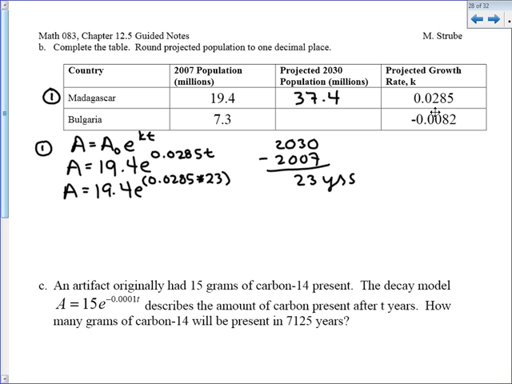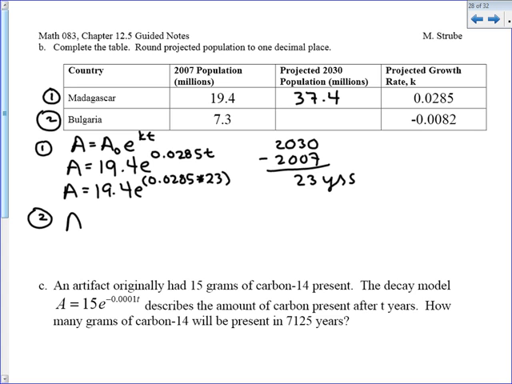Now, I know about Bulgaria, and Bulgaria is changing population. Notice up to this point, all of our k's have been positive. When k is positive, you have growth. The population got bigger. It started at 19.4 and went up to 37.4 million people. But for Bulgaria, our constant here is negative. So the population is actually going down. We're going to see that in 2030 we have fewer people than we started with in 2007 because our constant is negative.